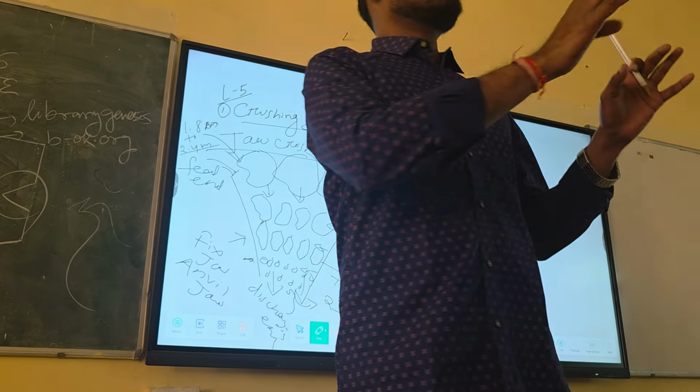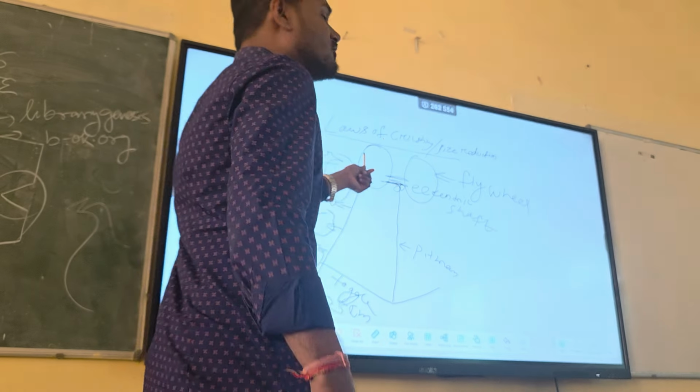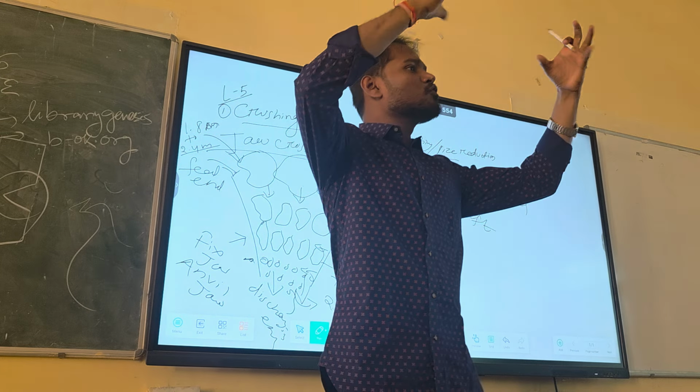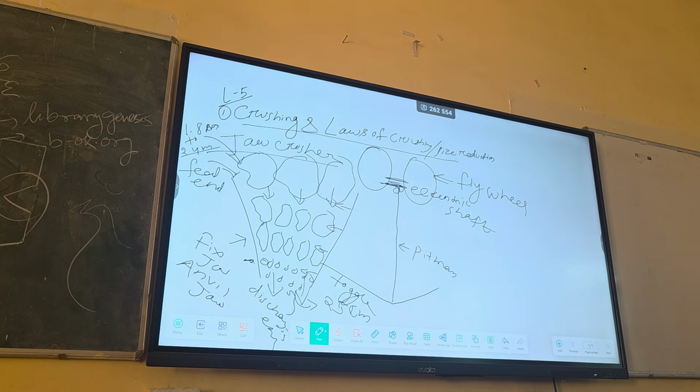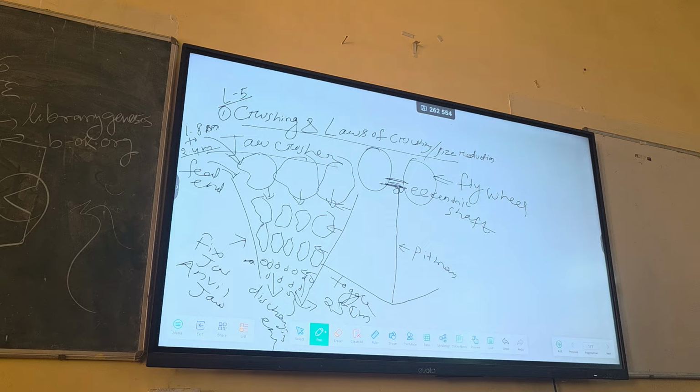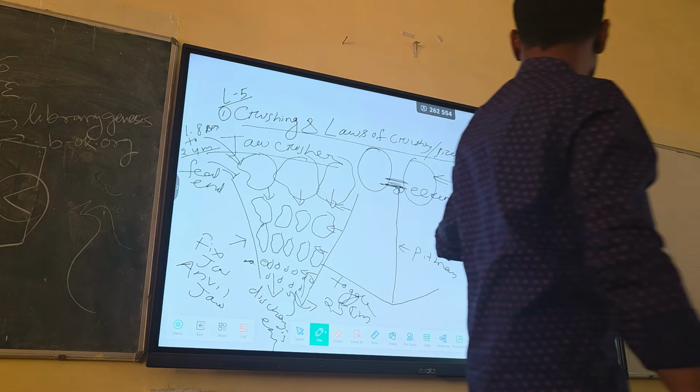So what are the parts, what are the components of jaw crusher? One component is called flywheel. So it has two flywheels. One is bigger and one is a smaller flywheel. And in between the flywheels there is a shaft. Right? Listen carefully. The two flywheels, it's kind of a wheel, it rotates. So when the flywheel rotates, the shaft will also rotate. Right? But the shaft is connected with the pitman. So this one is the pitman here.